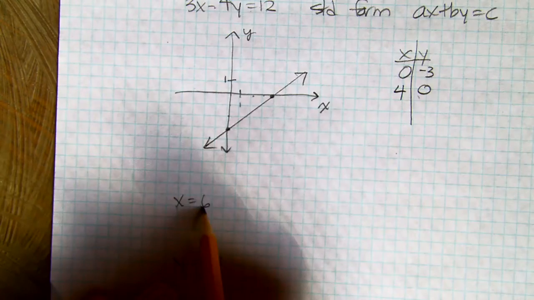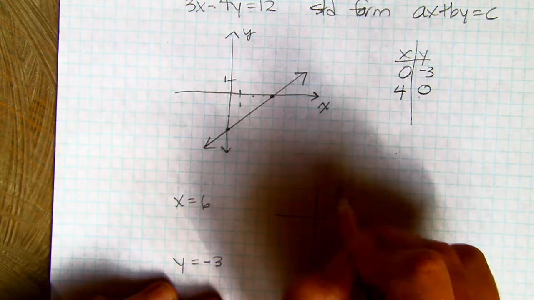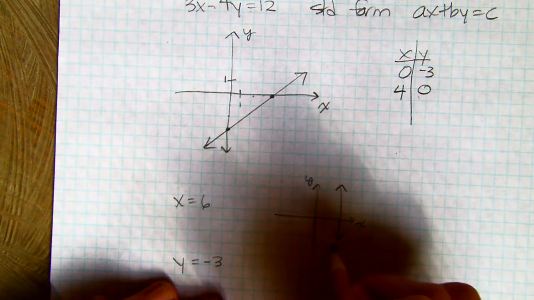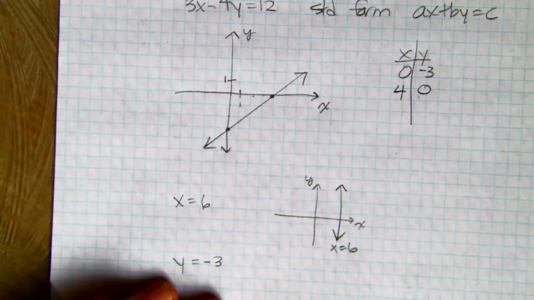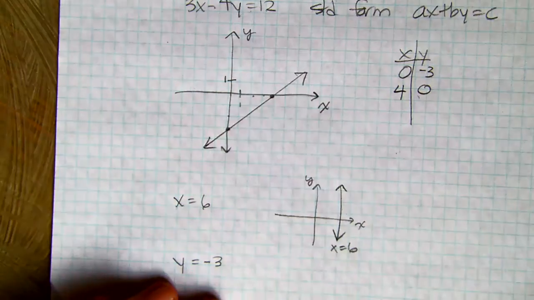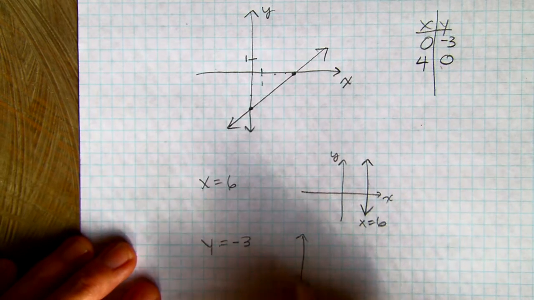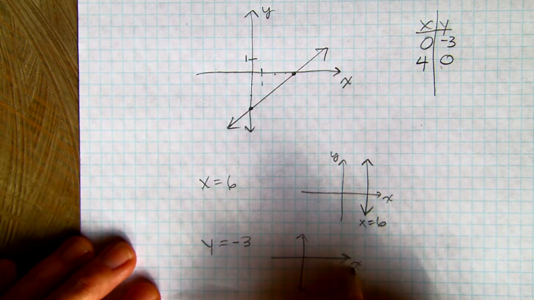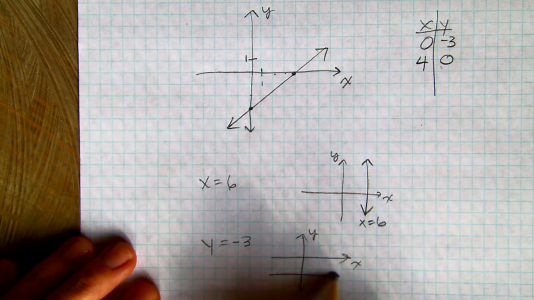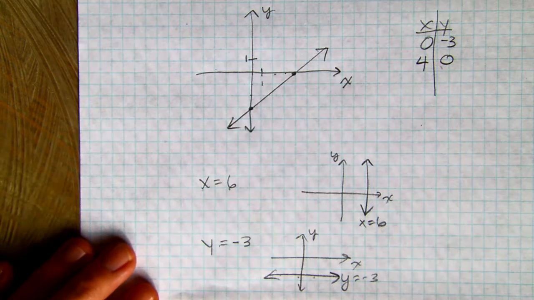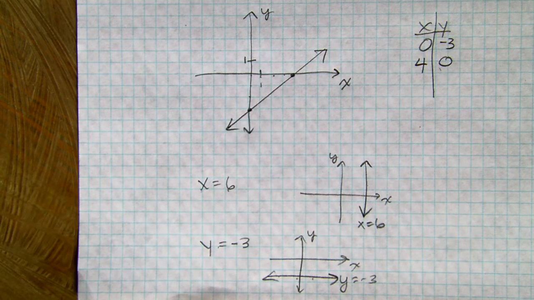And just a reminder, what does x equals 6 look like? Well, x is always 6, is how I like to say it. So that's actually a vertical line, because it doesn't matter what y is, x is always the same number. What does y equals negative 3 look like? Well, that's a horizontal line, because y is always negative 3. Doesn't matter what x is, y is always negative 3. Hopefully that'll take care of section 3.5.